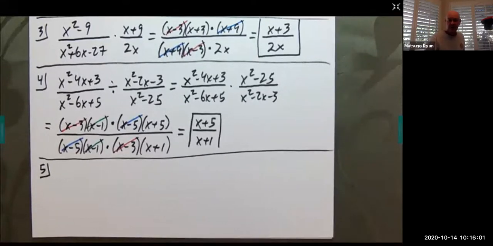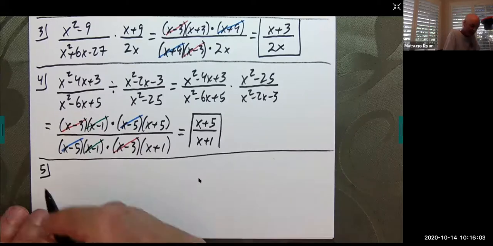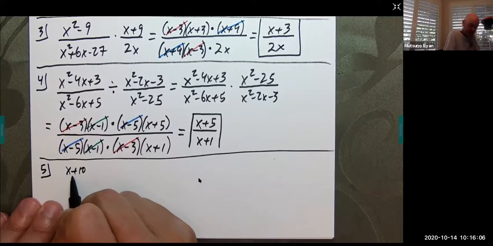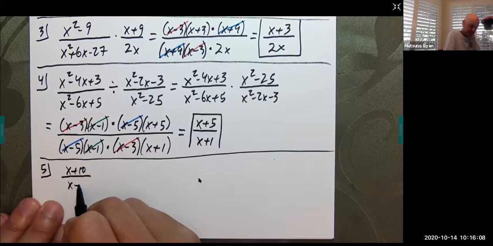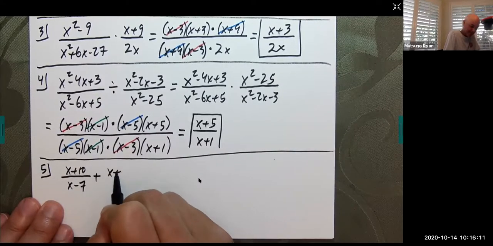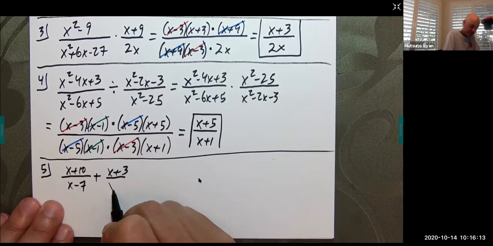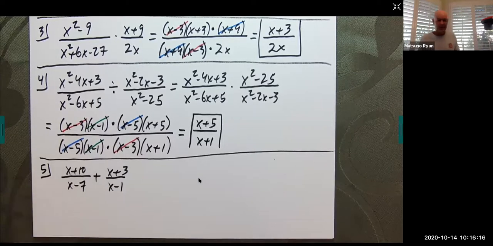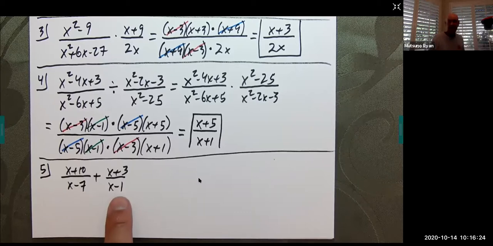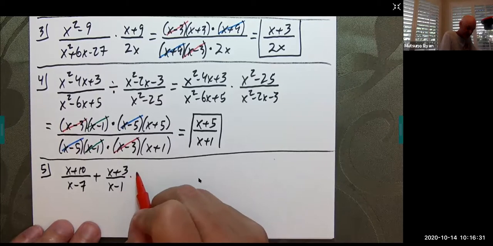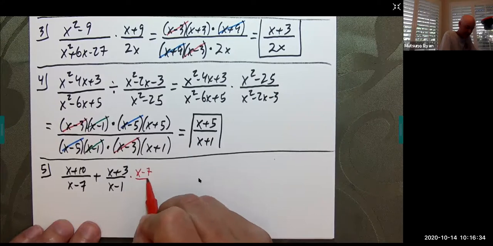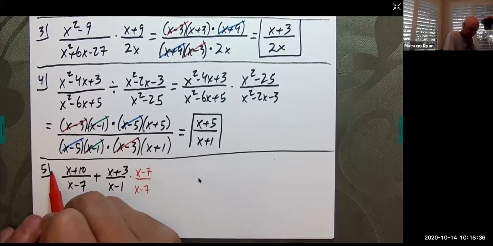Number 5, I'm going to try to squeeze in down here. Here we're going to add this here. And when we add or subtract fractions, we need a common denominator. And in this case, x minus 7, x minus 1, they have nothing in common. So the LCD, the least common denominator, is x minus 7 times x minus 1. So what's missing over here is the x minus 7. What's missing over here is the x minus 1.